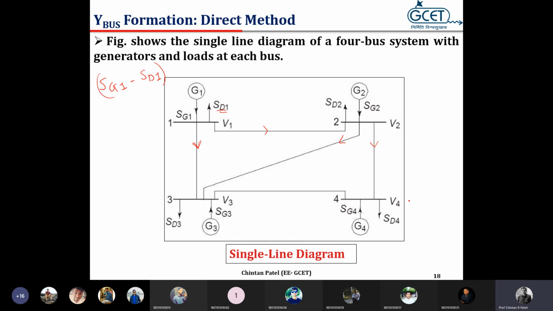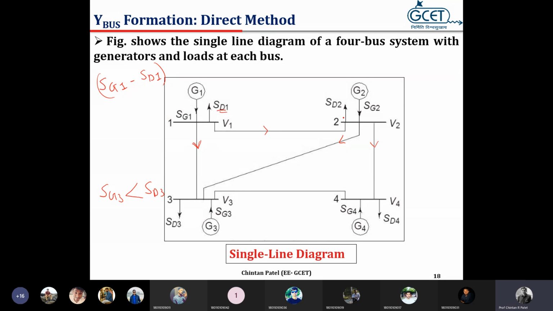What is the relation between generation and demand at bus number 3? Let's say SG3 and SD3. Which sign should we put here: equal to, greater than, or less than? Can you understand the question? Less than. Yes, it is less than, because bus number 3 is receiving the power from bus number 1 and bus number 2.